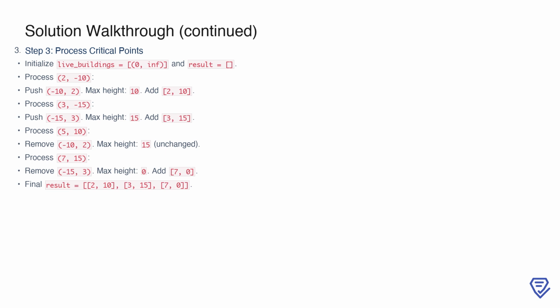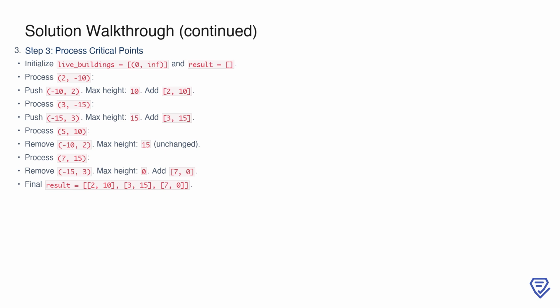Starting with (2, -10), we add (-10, 2) to the heap. The maximum height becomes 10, so we record (2, 10) in the result. For (3, -15), we add (-15, 3) to the heap, making the maximum height 15. This height change is recorded with (3, 15). When processing (5, 10), we remove (-10, 2) from the heap, but the maximum height remains unchanged at 15, so no new point is added.